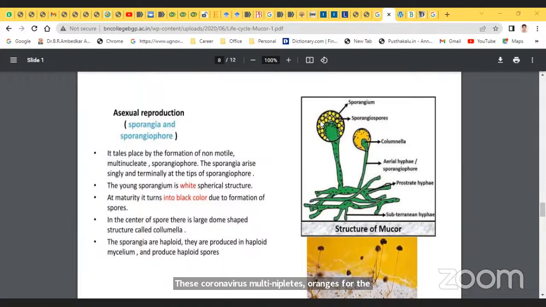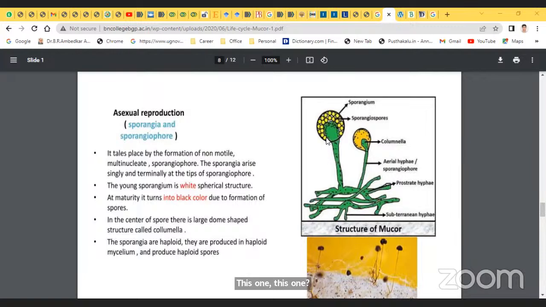They are located terminally, at the tip of the sporangiophore. The young sporangium is white and spherical in structure. At maturity, it turns black due to the formation of the spores. In the center of the sporangium, there is a large dome-shaped structure called the columella.